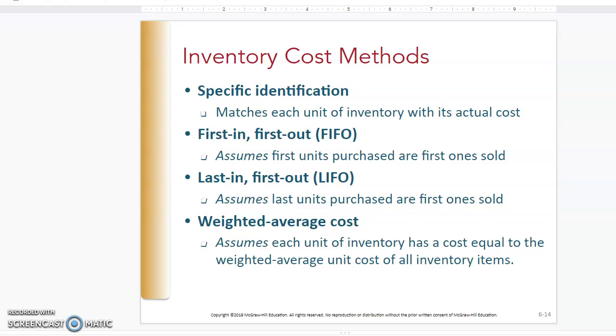Now, if every item that the merchandiser purchased costs $10, then that's real simple. If you sell 5 of them, you pull out $50 of cost. Unfortunately, in the real world, that doesn't happen. The purchase price of inventory changes. So we have these inventory cost methods to help companies know how much to take out of inventory and put into cost of goods sold.